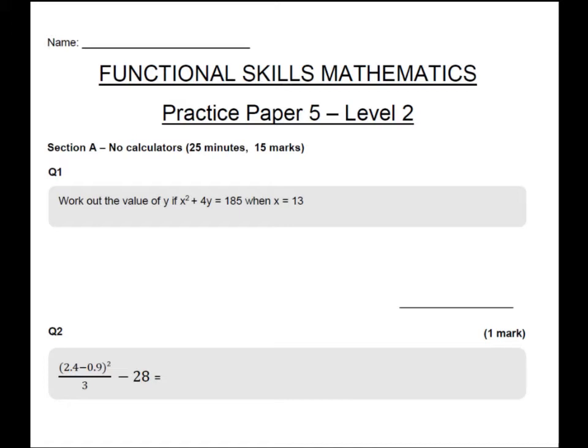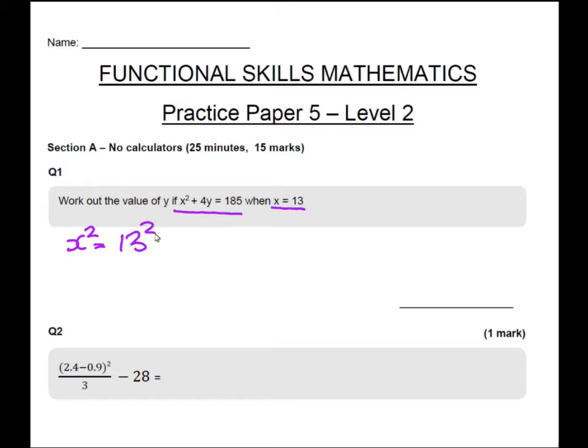So question 1 says, work out the value of y if x squared plus 4y equals 185 when x equals 13. So if you can remember back to the formulas part of the course, you remember that the first thing to do is swap the x for the 13 to try and simplify this quite complicated looking formula. So we know that x squared means x times x, and if we swap x for the number 13, we get 13 squared.